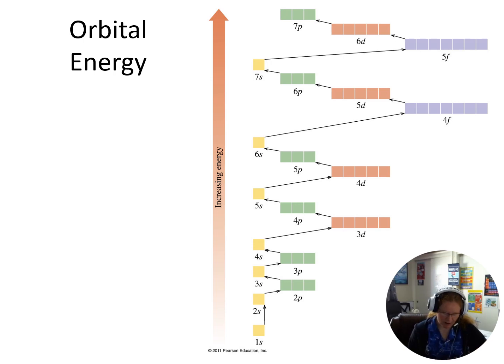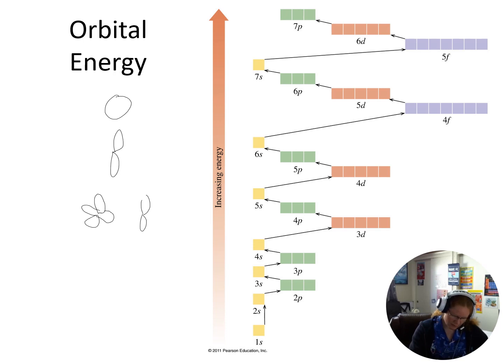And again, remember our s orbitals, we can draw a sphere. Our p orbitals, we can get that dumbbell. Our d orbitals, we can do these guys. And then our f orbitals are just crazy, and I'm not even going to try to draw those. So those are our different orbitals.